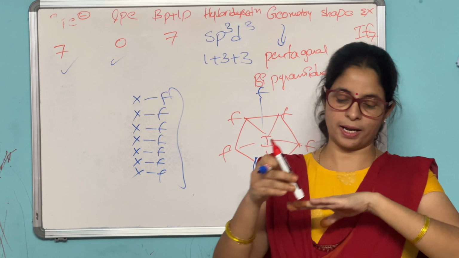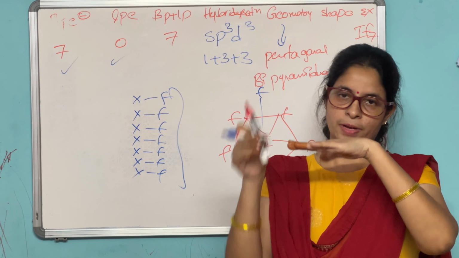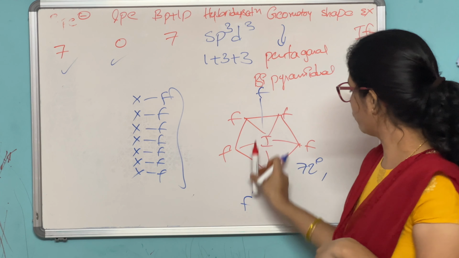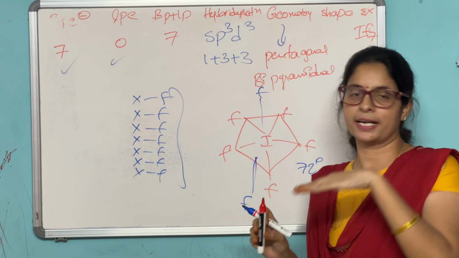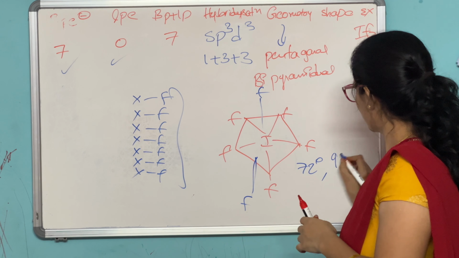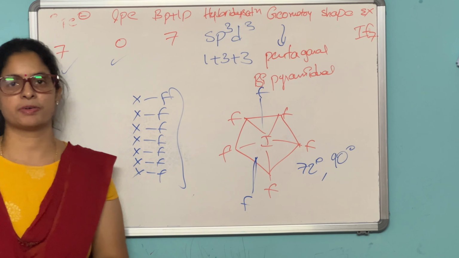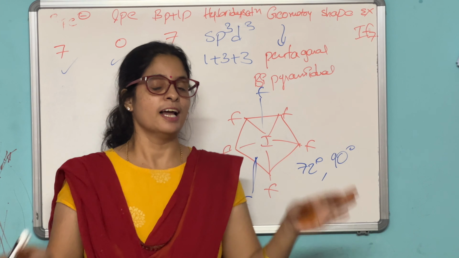Okay, so on this pentagon, one atom is above and one atom below the plane. So here one atom above the plane, one atom below the plane, means it is perpendicular to the plane of the pentagon. So here another bond angle is 90 degrees. Okay, IF7 is the best example for this one. With this we have completed hybridization.